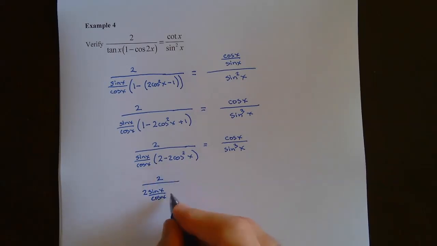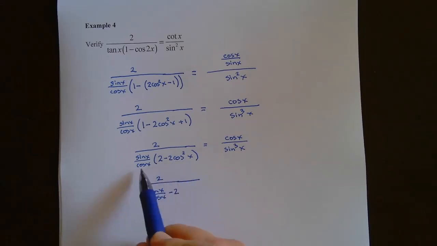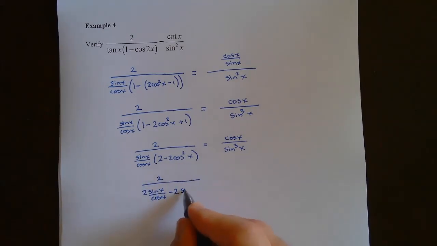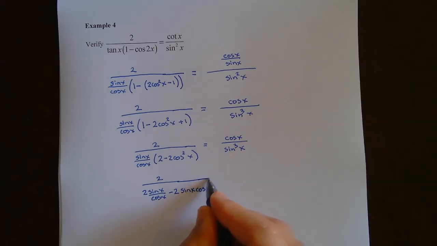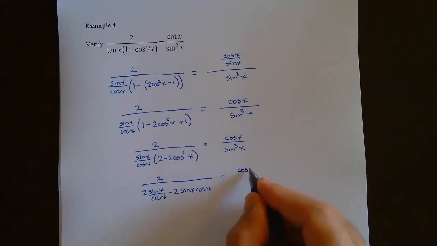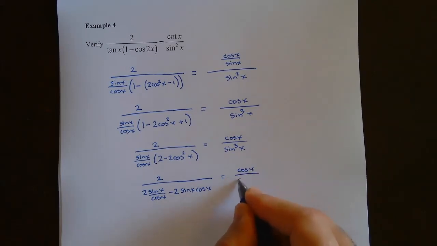And then minus 2, right? Minus 2. And right here, when I multiply this sine x over cosine x times cosine squared x, I would be left with sine x cosine x equals, and then cosine x over sine cubed x.